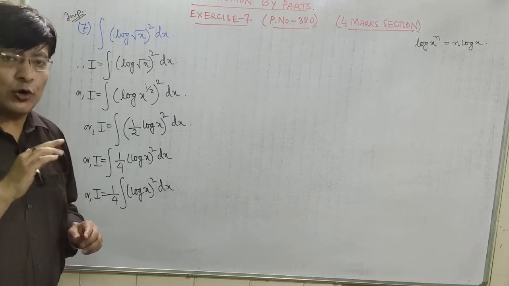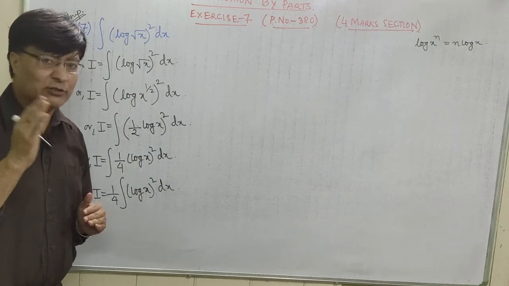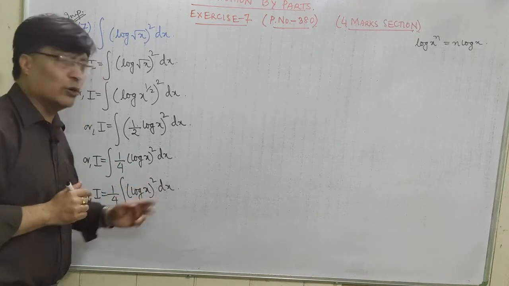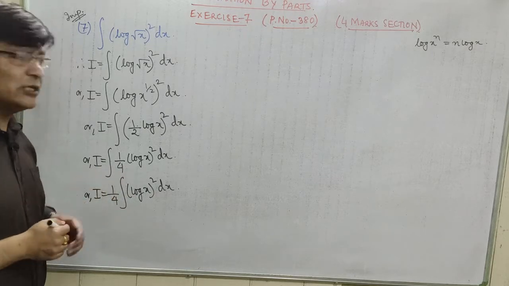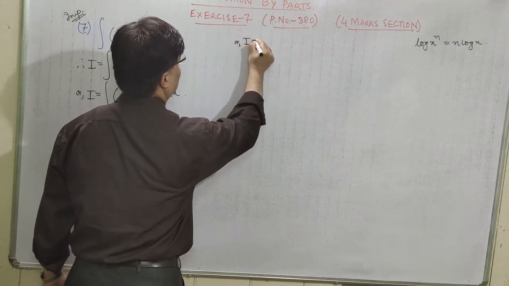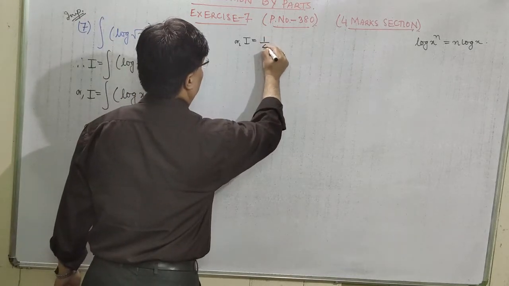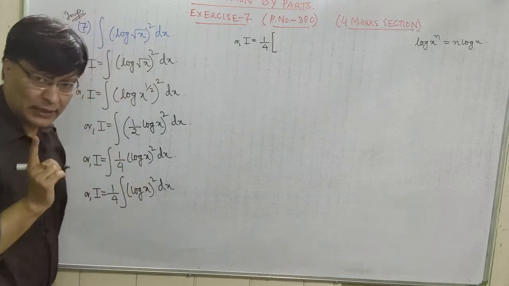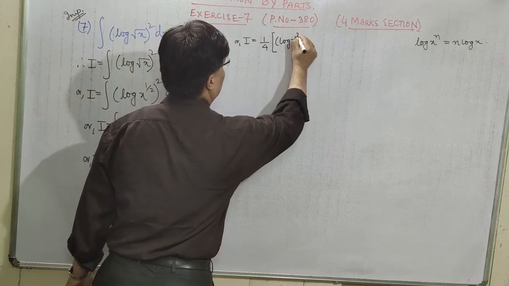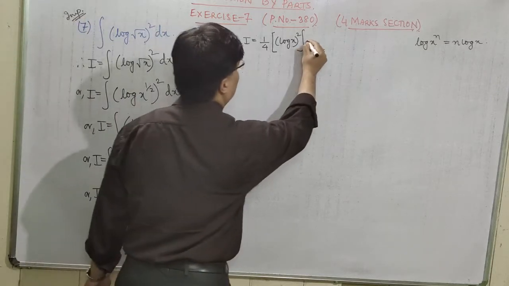So log x whole square is the logarithmic function, that is L, and x to the power 0 is the algebraic function, that is A. So among these L and A, which letter comes first in the word LIATE? I already told you about that. So this L comes first in the word LIATE. So this log x whole square will be the first function. So let us use integration by parts in this case. So I is equal to 1/4, the constant, you have to write it. And within third bracket, let us use by parts here. So log x whole square is the first function, so it is taken outside the integral sign, and it is integration of dx, you know integration by parts.